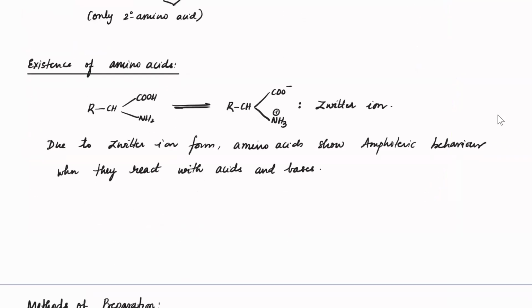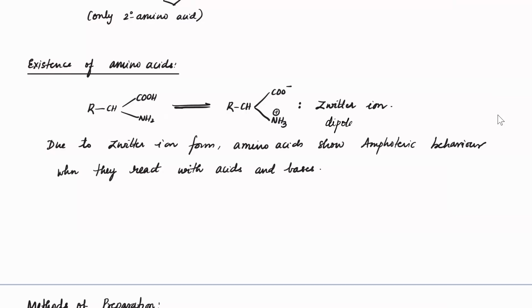Now see, what is the main existence of amino acids? See, an amino acid has both acid and base groups present on it. That's why an internal acid-base reaction can happen. That means this nitrogen's lone pair can take H plus and convert into a charged ion, which we call a Zwitter ion. Dipolar, sorry, my mistake. Dipolar.